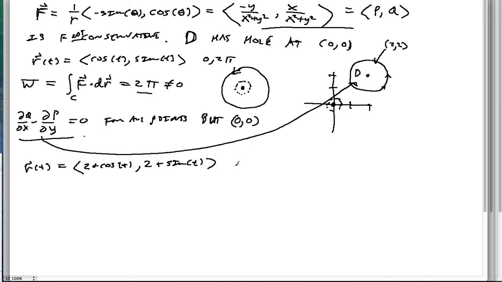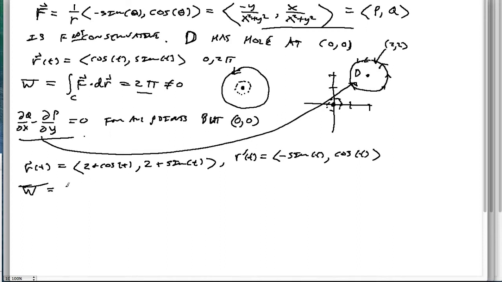So there's our path, and r prime of t is going to be negative sine of t, cosine of t, just like before. All right. So now what we need to do is I want to compute this work integral on this set here, or on this new path centered away from the origin.